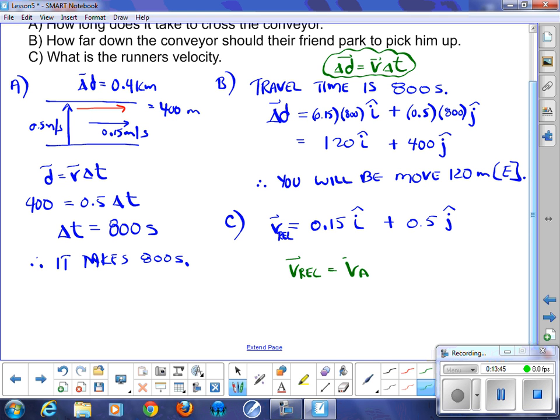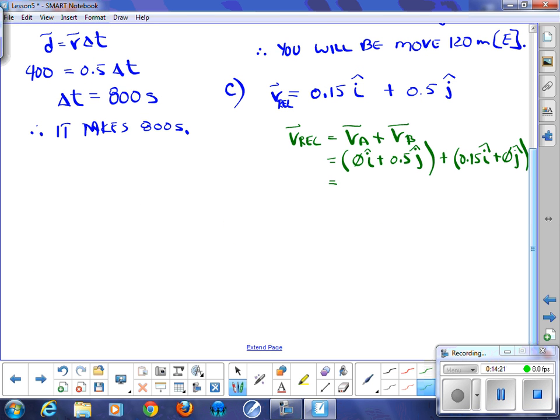equals VA plus VB. So if I break this apart, VA is how fast can you move with nothing bothering you. So you are heading straight north, so that means you didn't go east, but you did go 0.5 north. So that's my VA, plus what's influencing me, what's affecting me? Well, the conveyor belt's running to the east and not moving at all to the north. So if I add those two vectors together, I end up with what I had on top. I end up with my 0.15 I plus the 0.5 J.